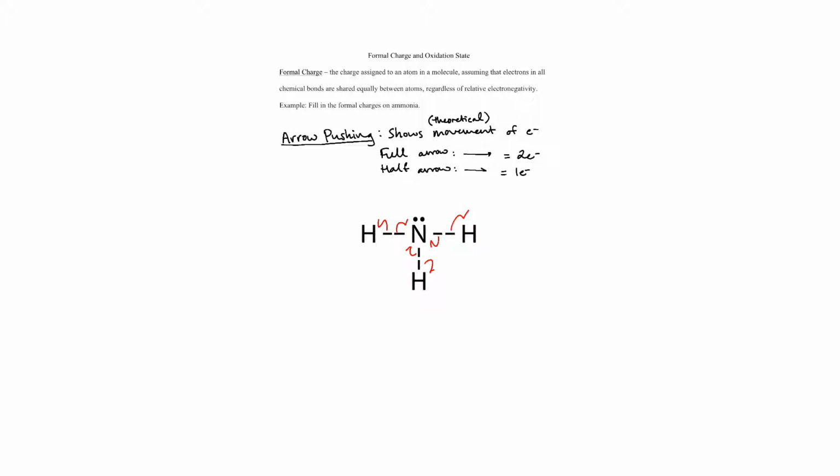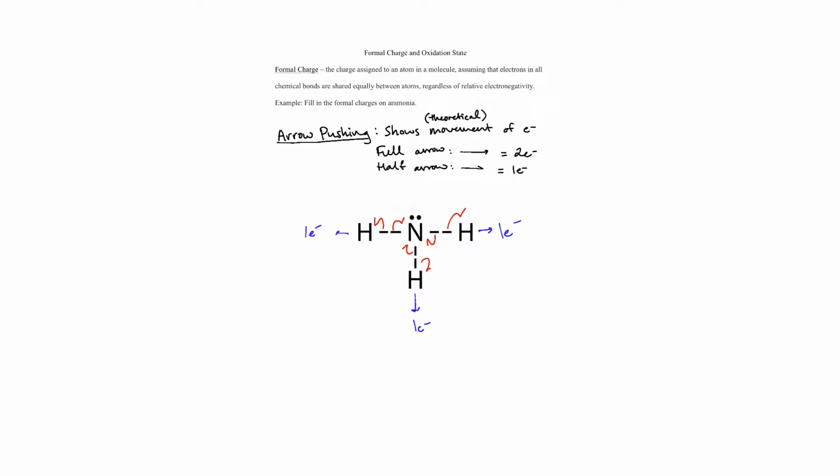Cool. Now, we can write down how many electrons each atom has. This hydrogen has 1 electron. This hydrogen has 1 electron. This hydrogen has 1 electron. And this nitrogen has 1, 2, 3, 4, 5 electrons.